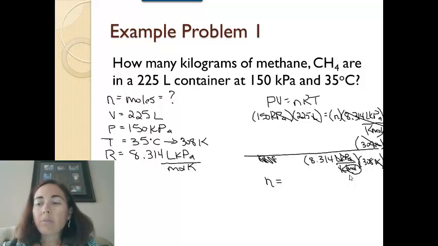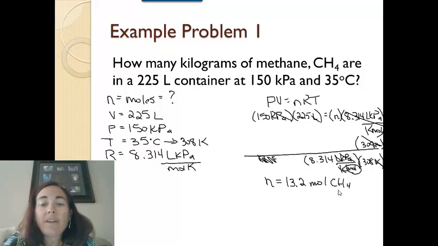So in my calculator, I'm going to type in 150 times 225, and then I need to divide by 8.314, and I also need to divide by 308. Now that gives me a total of 13 moles. I'm going to do just a little bit of rounding. I'll do 13.2 moles of CH4. Now that's almost the answer, but this question wants to know how many kilograms. So the rest of this problem is just review. We're going to take that 13.2 moles of CH4 and we're going to convert it to kilograms.